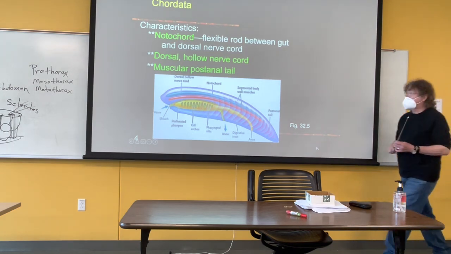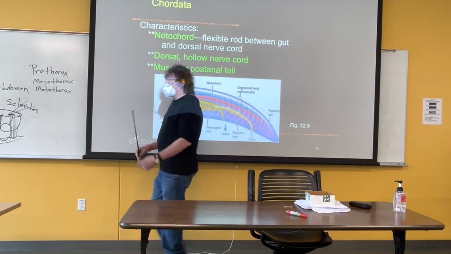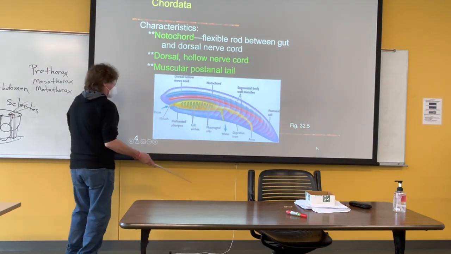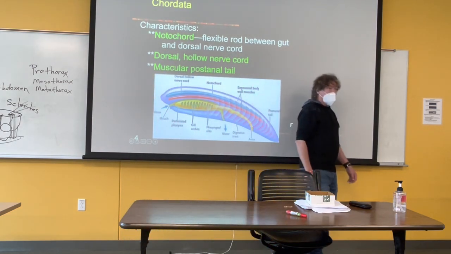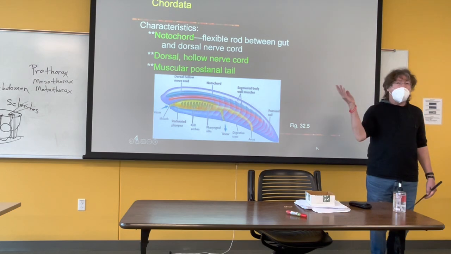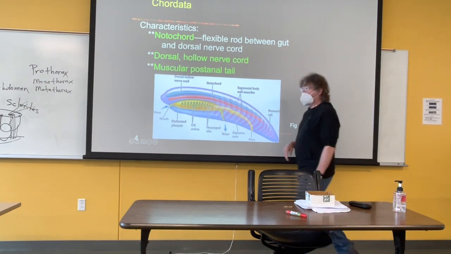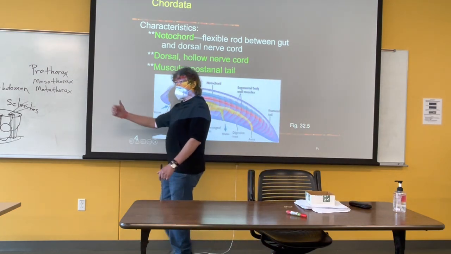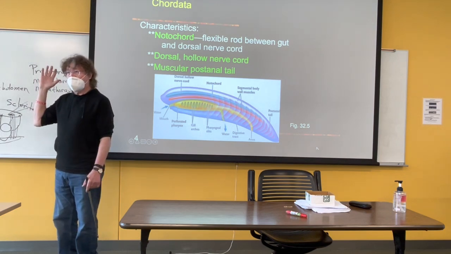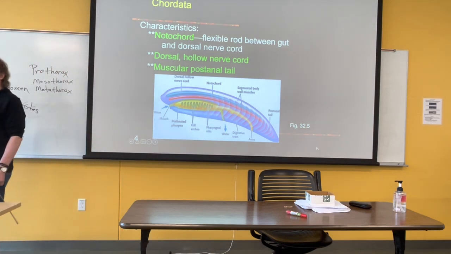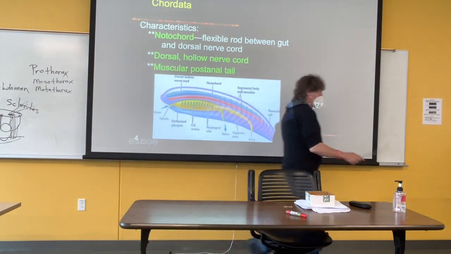Furthermore, they have a muscular postanal tail. Okay, now what does that mean? It has a tail that goes posterior to where the anus is. In all of our other worm animals, nematodes, insects, earthworms, the anus is the last thing at the end of the body. There's no tail. That's the last thing there, okay? But chordates have a tail, okay?